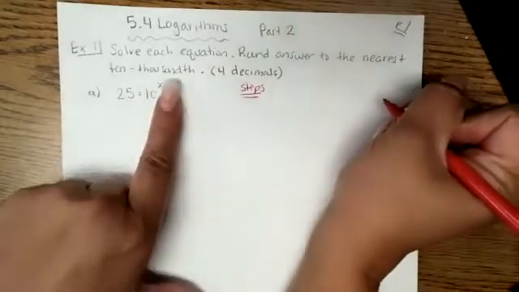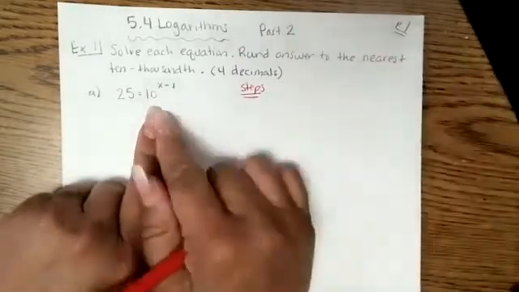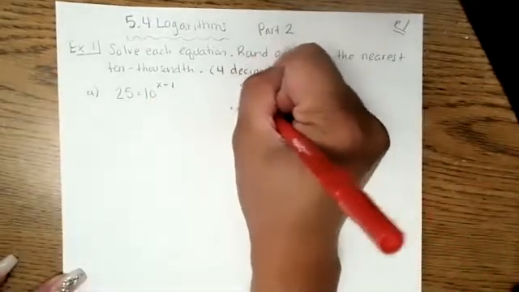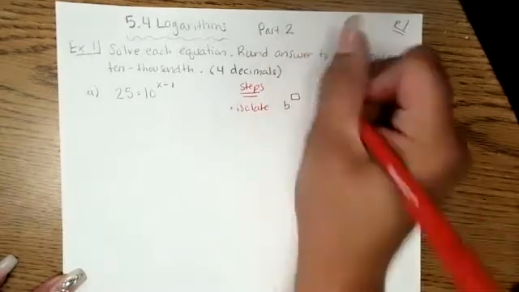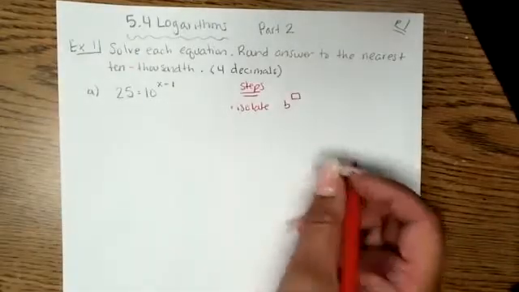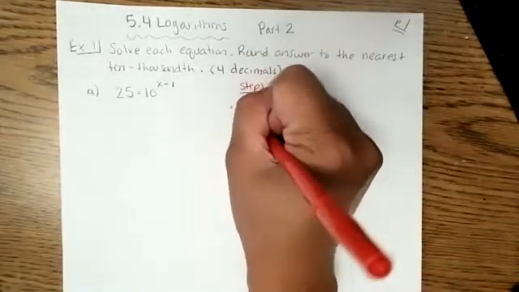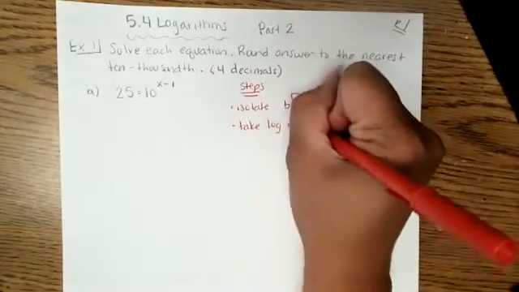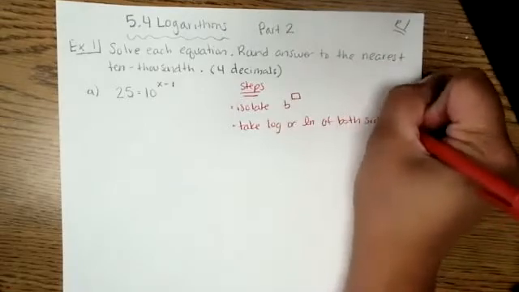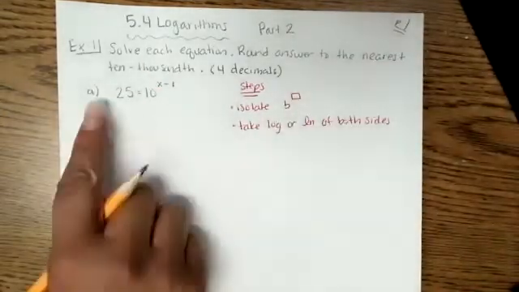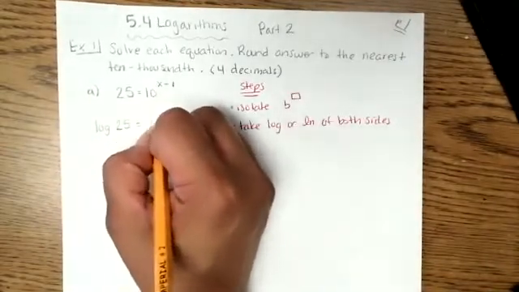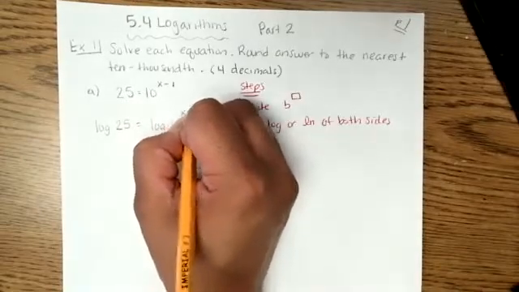Now, if you notice, your variable's in the exponent. So you need to isolate the base with the exponent. Luckily, in this case, there's nothing in front of it or behind it, so it's already isolated. Now, I'm going to take the logarithm or the natural log of both sides, because whatever you do to one side, you're going to do to the other. So right here, I'm going to take the log of 25, and then I'm going to take the log of 10 raised to the x minus 1.